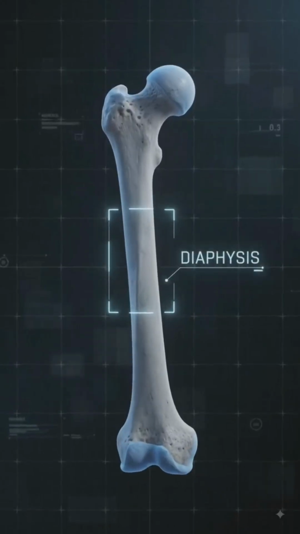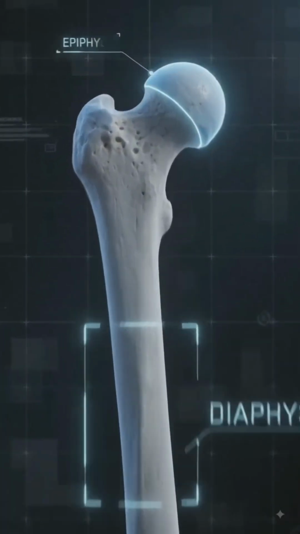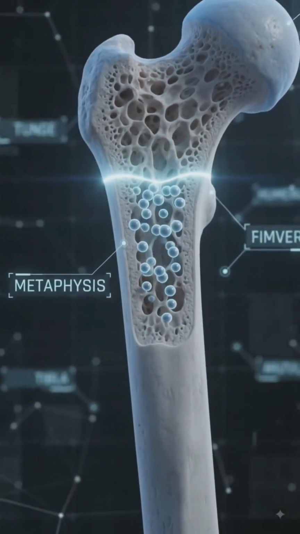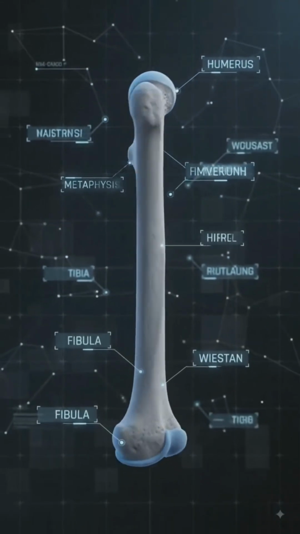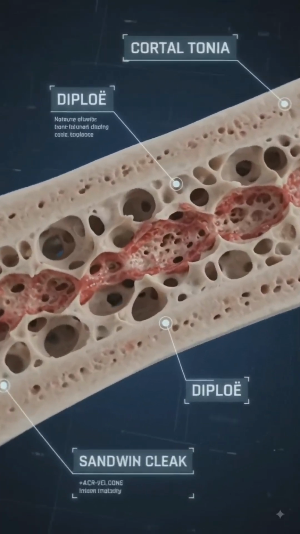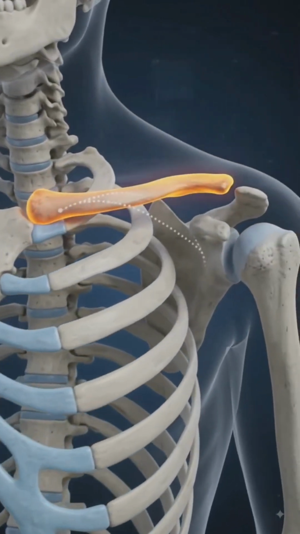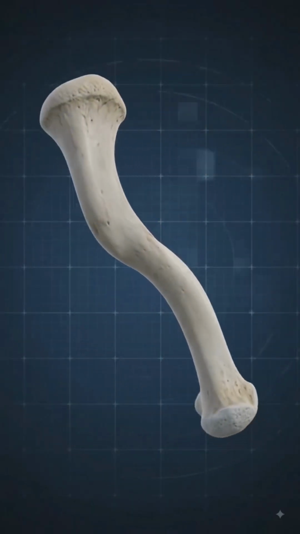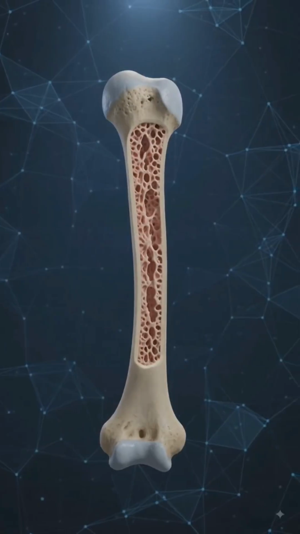Long bones feature a hollow, cylindrical shaft. This diaphysis is capped by expanded epiphyses. The metaphysis is the locus for elongation. Ribs are classified as flat bones, despite their tubular appearance. The clavicle is a long bone, with an S-shaped curvature. The clavicle lacks a classic medullary cavity.